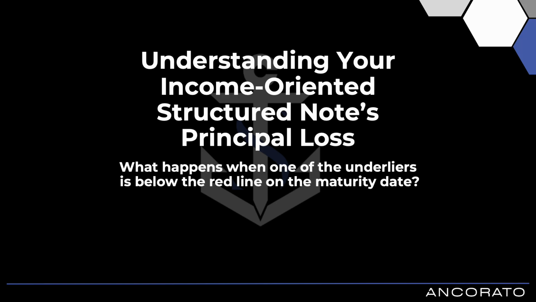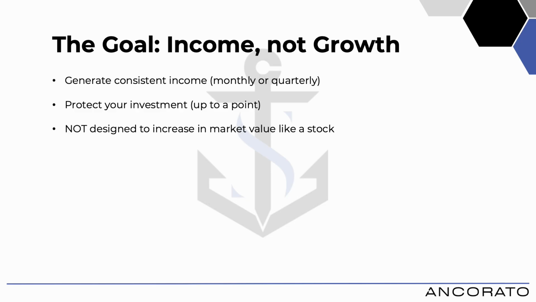In this presentation, we're going to discuss what happens when an underlier is below the principal barrier level on the maturity date. First, it's essential to understand that the goal of an income-oriented structured note is to generate consistent income. They are not designed for growth.